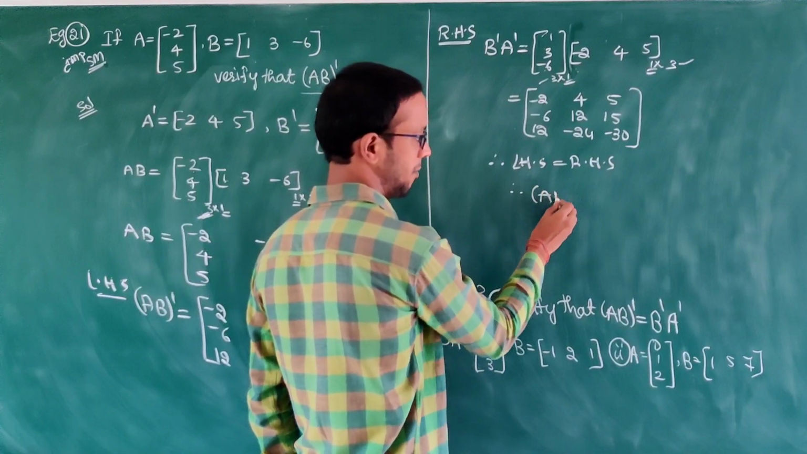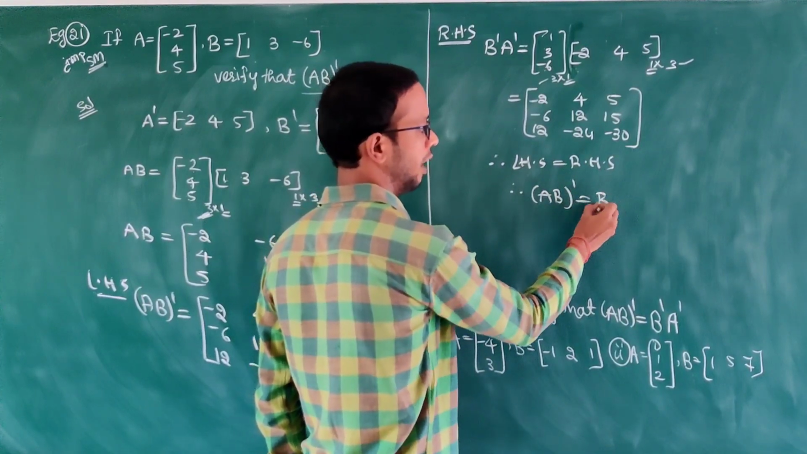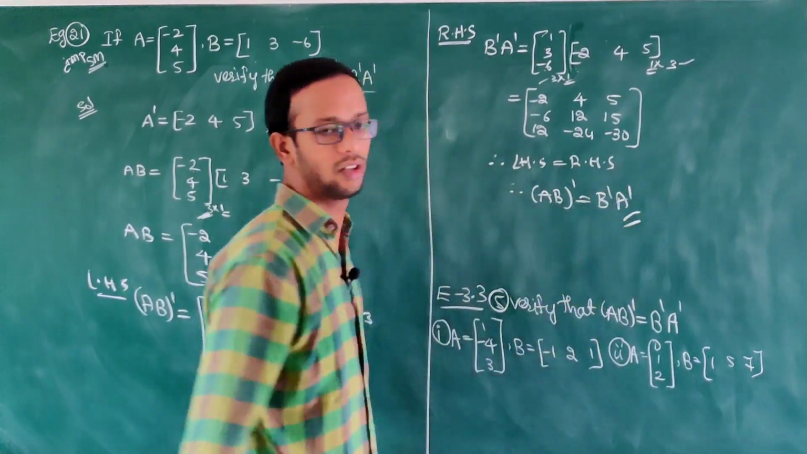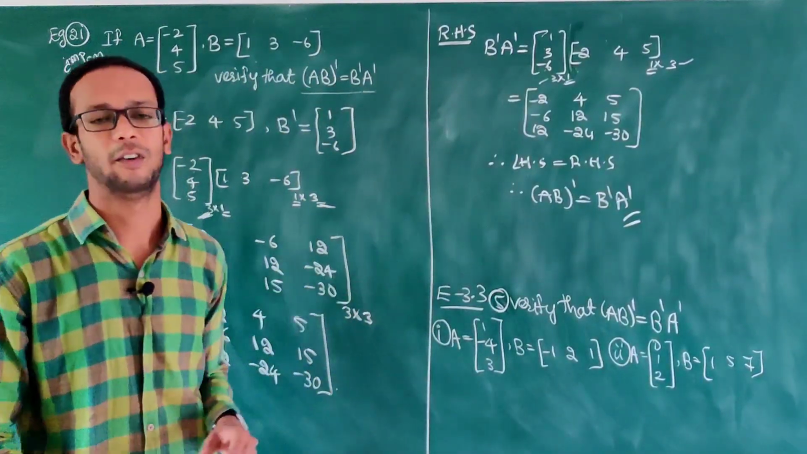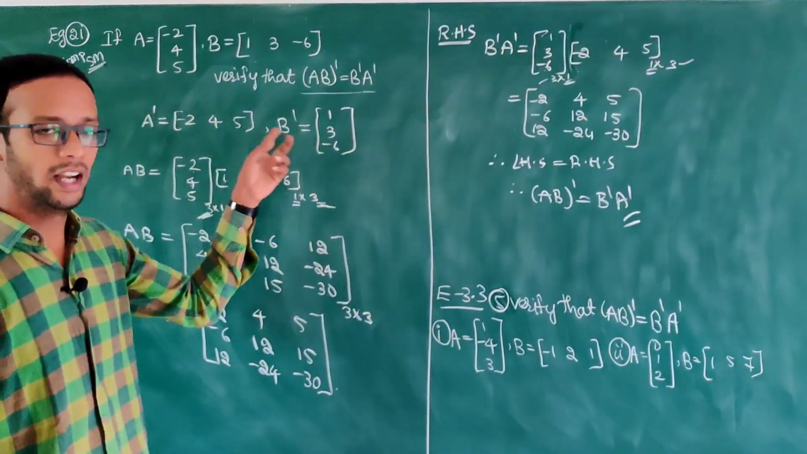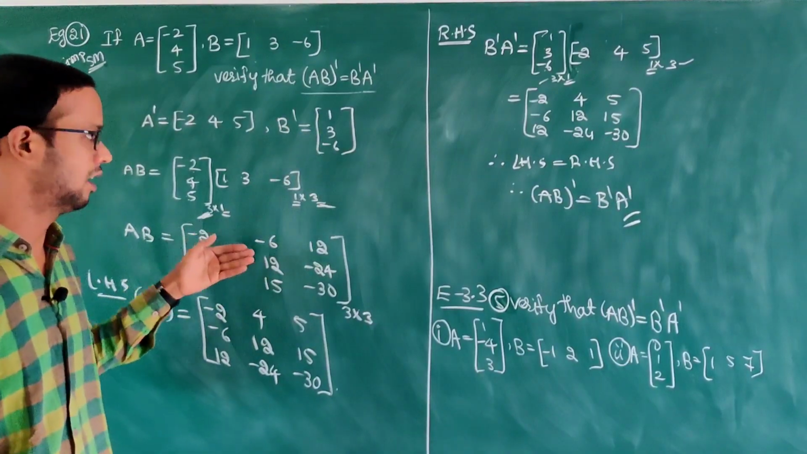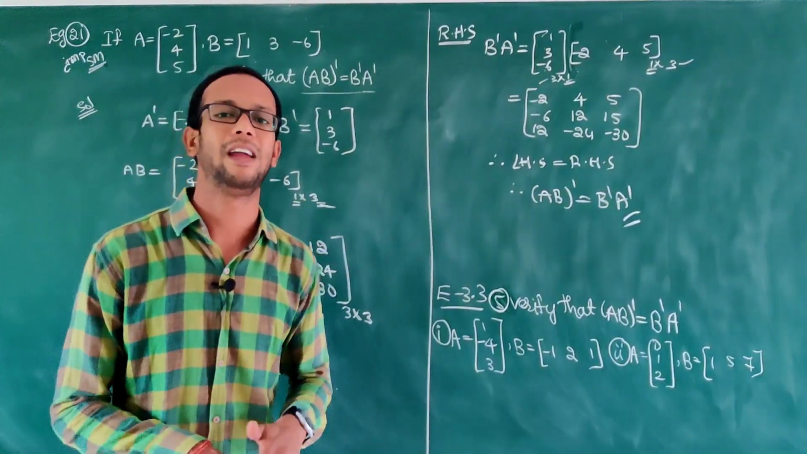Final conclusion, for that purpose 1 mark is there. (AB)' is equal to B' into A'. That writing is 1 mark. These two writings are 2 marks, 3 marks, 1 plus 1, 2, total 5 marks.